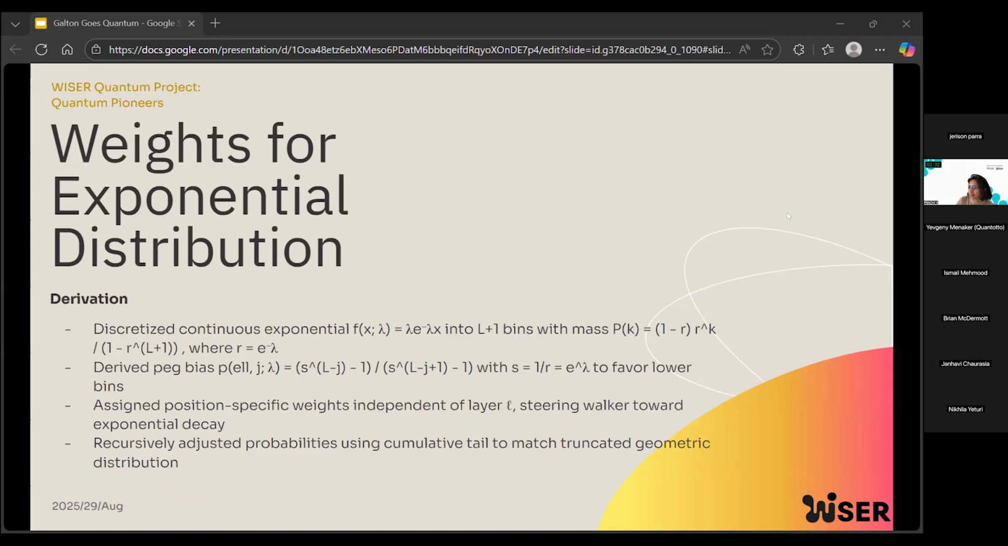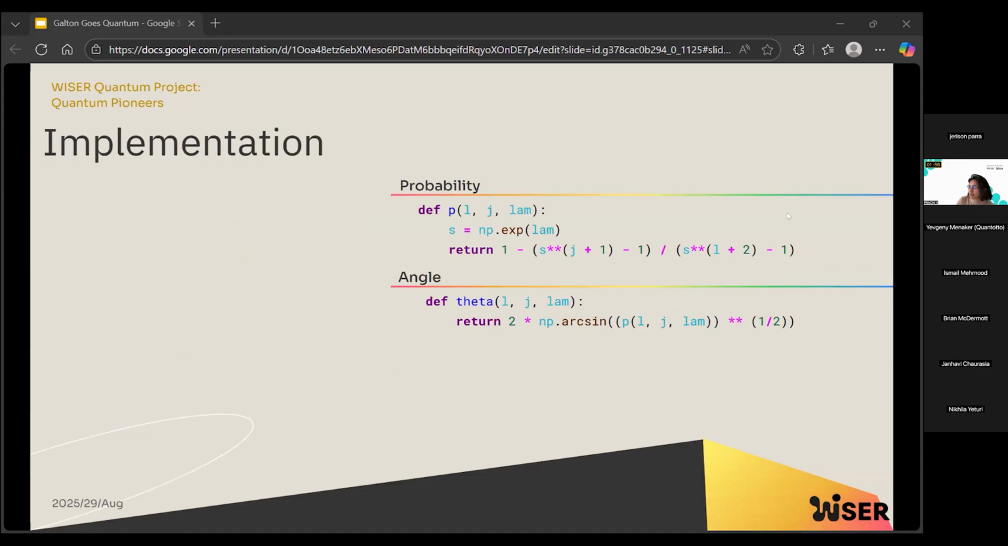For a specific example, like the exponential distribution, we discretize the continuous exponential decay, which models processes like radioactive decay or diffusion, into L+1 bins. This gives the truncated geometric PMF, where r equals e to the negative lambda, which is less than 1, and lambda controls the decay parameter. To implement, we calculate layer-specific biases for each peg in layer m. The left branch probability P sub m of k is derived from cumulative probabilities up to that point, ensuring the overall state encodes the distribution. And here's the code implementation for the exponential circuit.